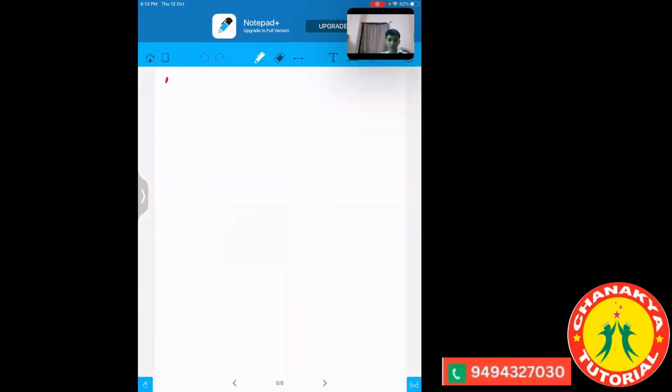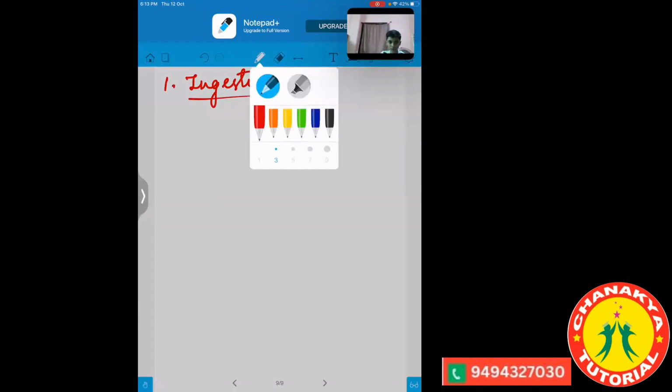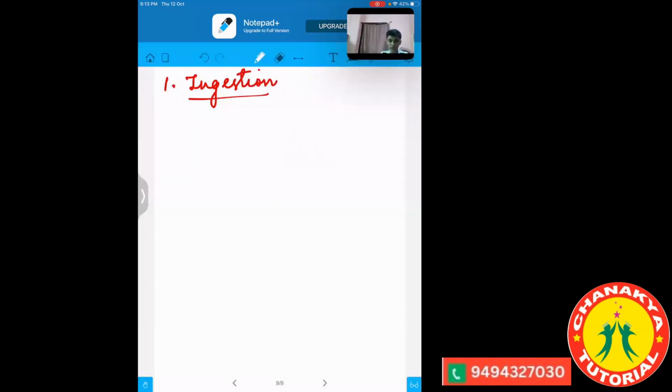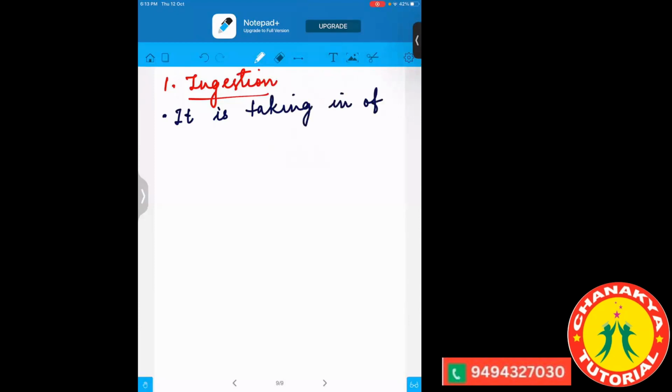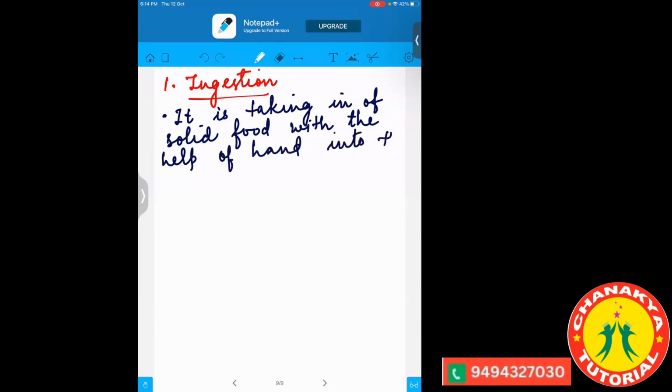Okay, I'll start with the definition of ingestion. There are a few more things I want to add here. Ingestion is the taking in of solid food with the help of the mouth. So solid food that we take with the help of the mouth, or with the help of the hand into the mouth.